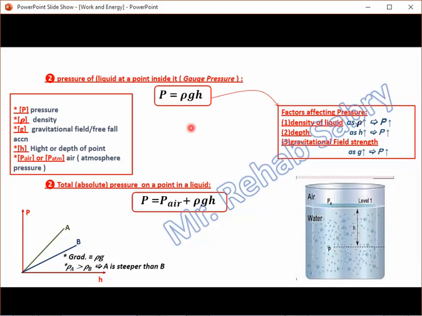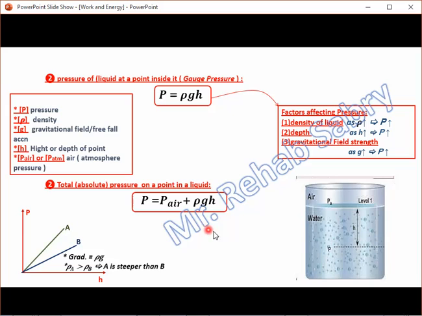Rho is the density of the liquid. So the factors affecting the pressure of a liquid at a point inside it are, number one, the density of the liquid. If you observe P equals rho times GH, they are all on the same line. So P is directly proportional to rho at constant G and H. P is directly proportional to G at constant rho and H. P is directly proportional to H at constant rho and G.